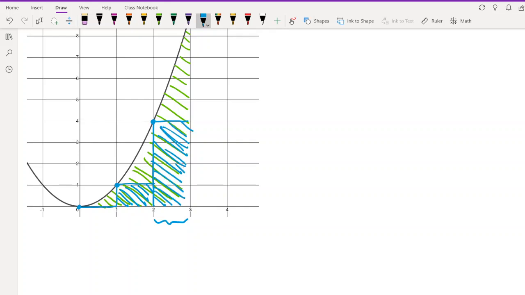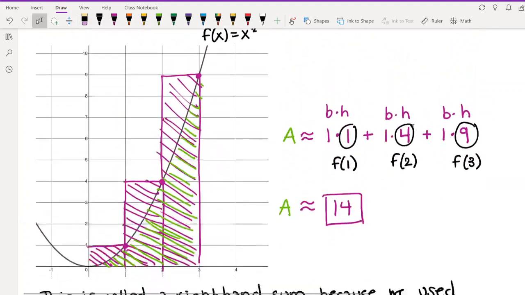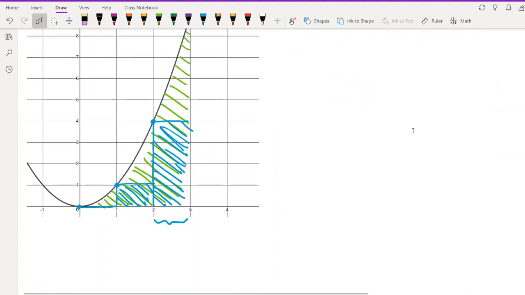Again, you can look at this and say, okay, that doesn't look like a very good estimate. The last one was an overestimate, it was way too big. This one is way too small. Again, we'll see how to get a better estimate in a moment, but I first wanted to introduce you to the difference between the right and left-hand sums.